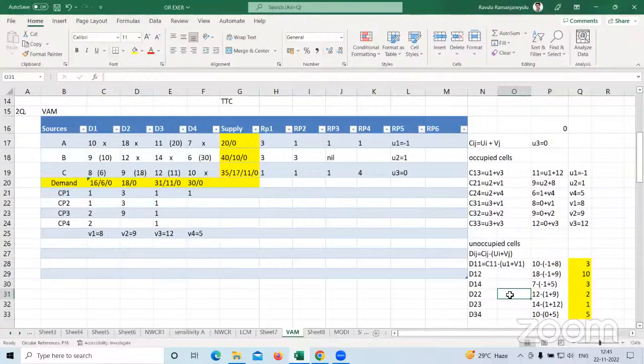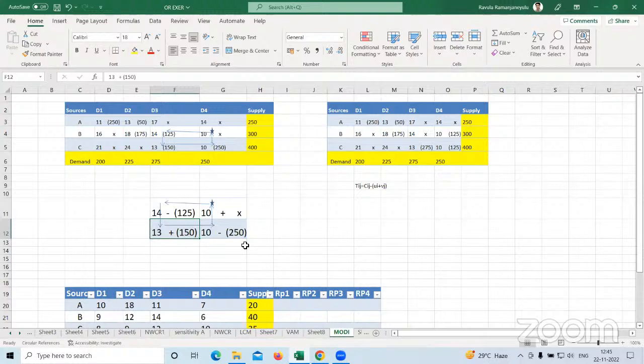So now, sir, go to the previous picture. Go to the previous picture, sir. Loop one. Loop with this. I didn't get, sir, this one.